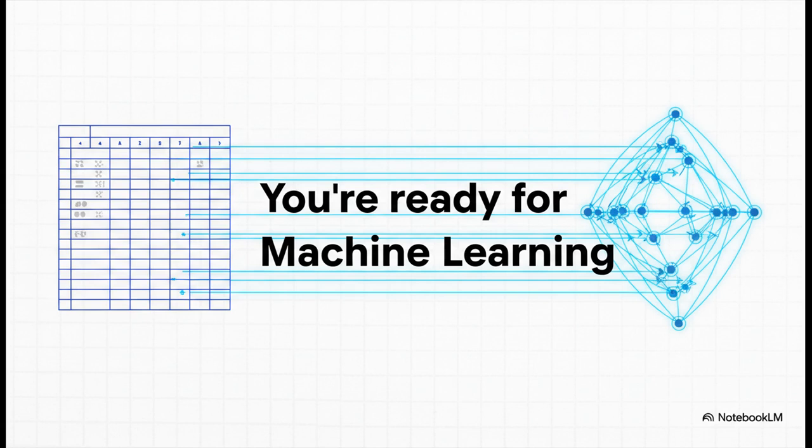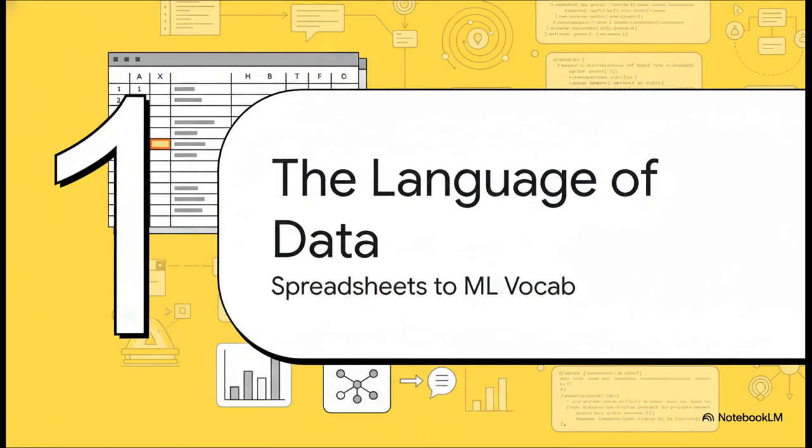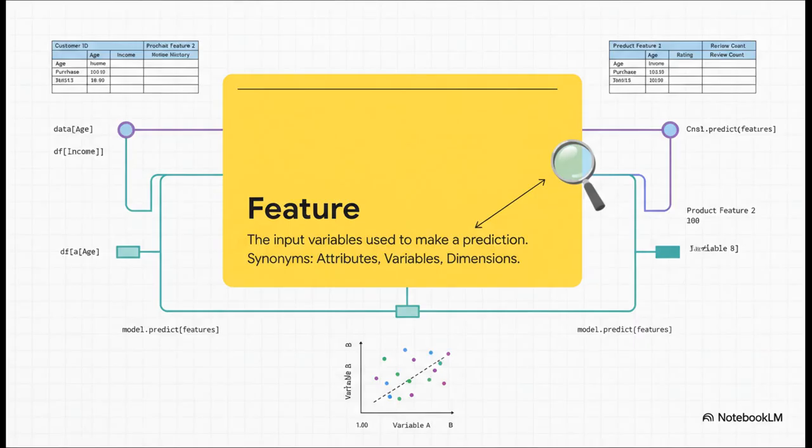huge chunk of ML. So, here's what we're going to do. We're going to take everything you already know about spreadsheets and just translate it. We're going to learn the official lingo, the vocabulary that data scientists use. But trust me, you already know the concepts. Okay, first word on our list: feature.